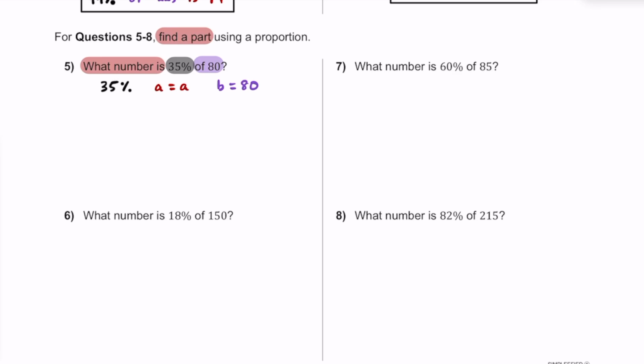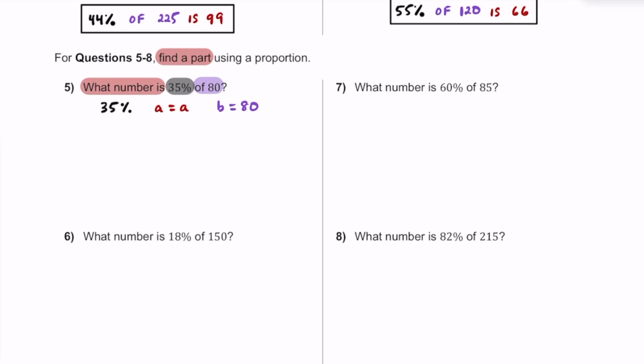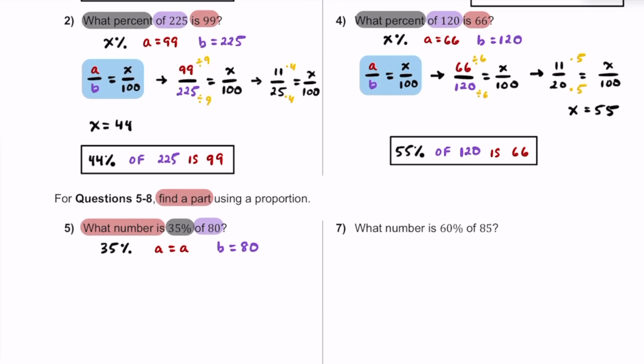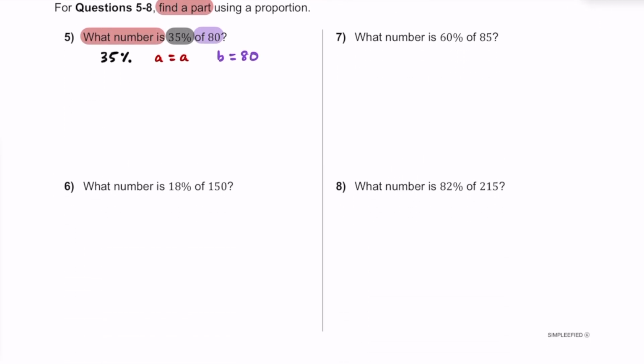Okay, so the unknown is going to be a little bit different. Now, what was our formula we used from earlier? That's right, it's just a to b equals x to 100. So let's use that template here and say that a to b, which we know b is going to be 80, is going to be equal to, instead of saying x to 100 like we did earlier, we know it's 35%, so we can say it's 35 to 100.